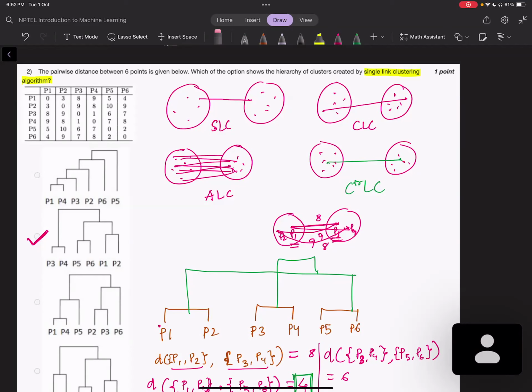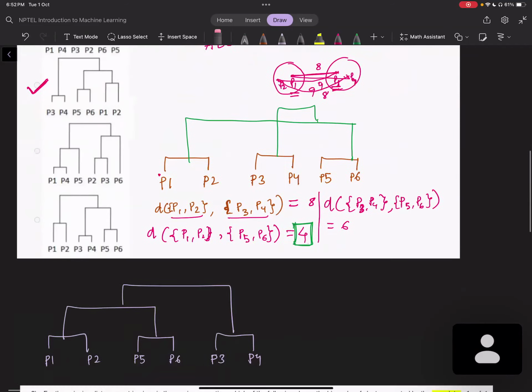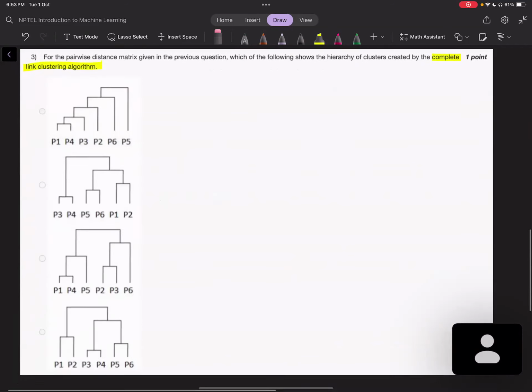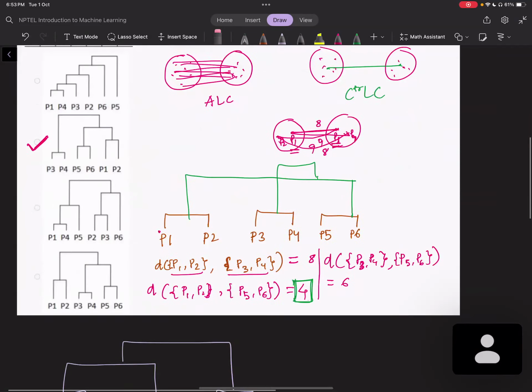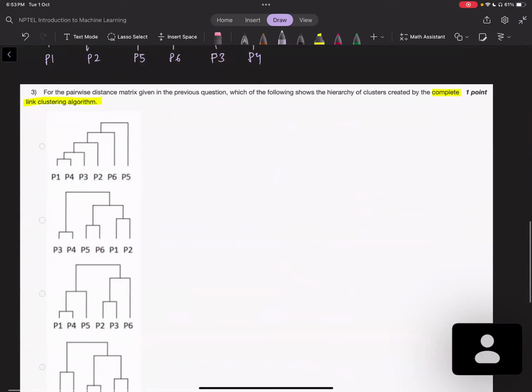Okay, we'll solve that for this question real quick. So you have to find the maximum, right? So first you write all those things such as P1, P2, P3, P4, P5, P6.